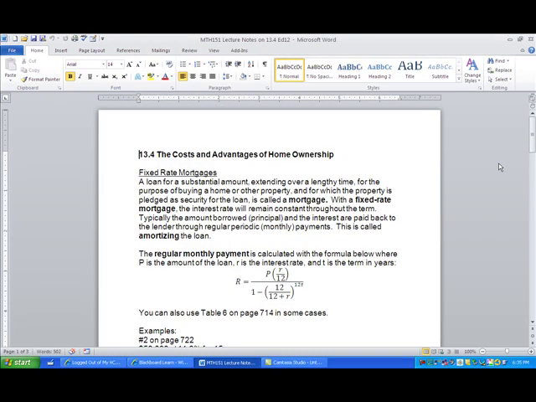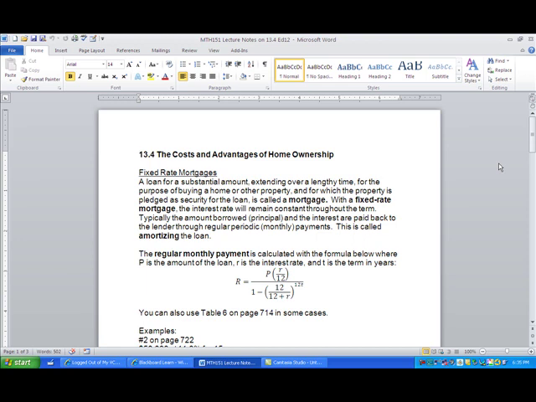In 13.4, we take a look at the costs and advantages of home ownership. And in this section, we take a look at fixed rate mortgages. A loan for a substantial amount extending over a lengthy time for the purpose of buying a home or other property, and for which the property is pledged as a security for the loan, is called a mortgage. Typically, you'll see mortgages have a term of 15, 20, or 30 years.